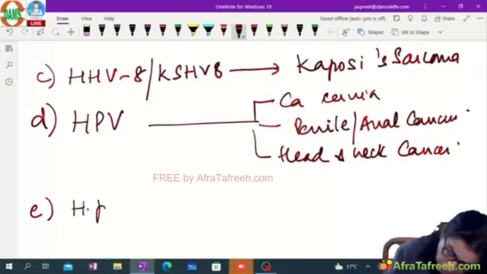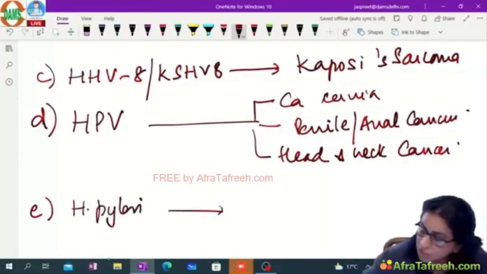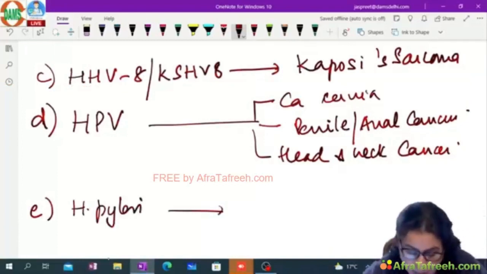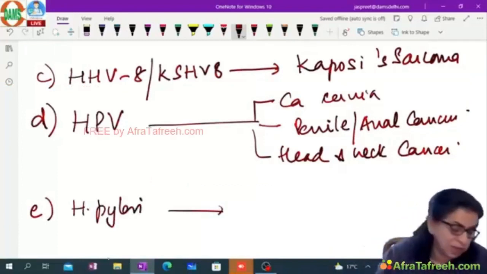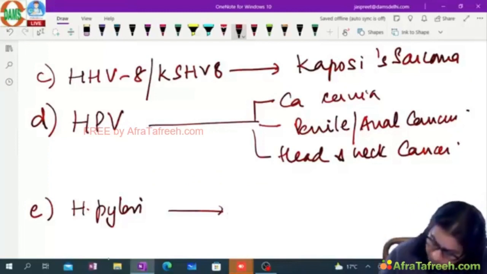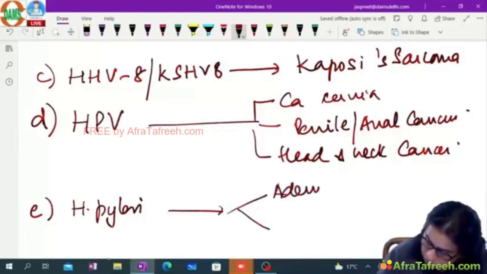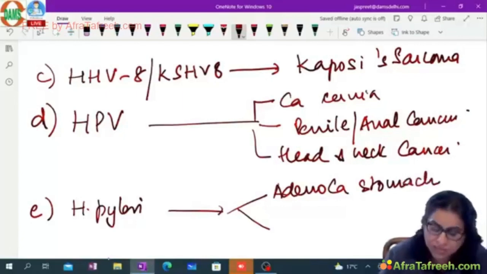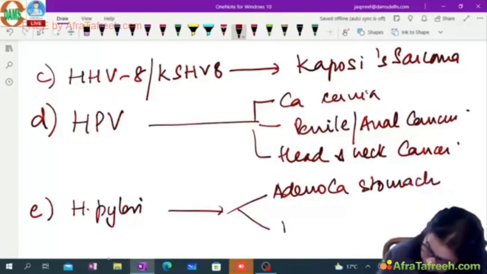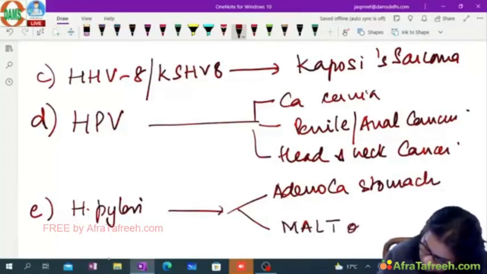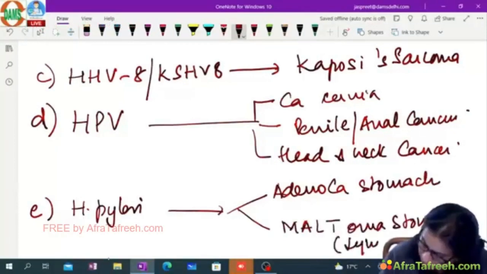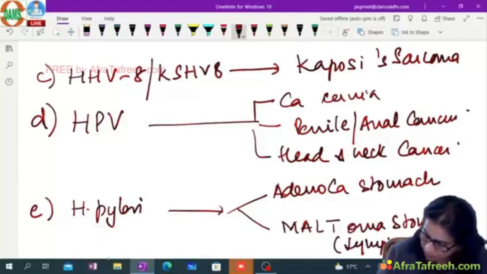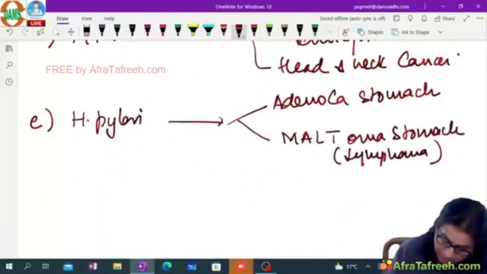Then very, very important, a bacteria called H. pylori. What does H. pylori stand for? Helicobacter pylori. It is associated with gastric adenocarcinoma, adenocarcinoma of the stomach, plus a lymphoma of the stomach called maltoma. What is maltoma of the stomach? It's a lymphoma occurring in the stomach. So that is H. pylori.